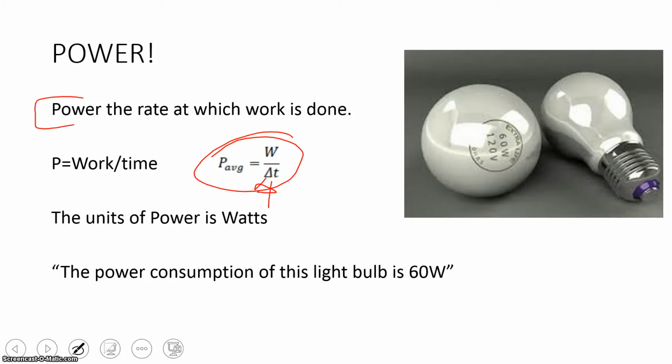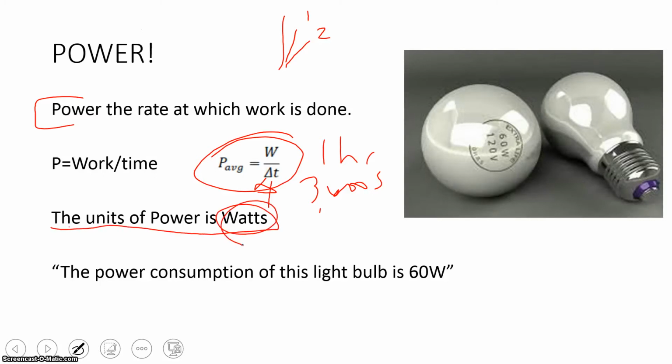So, if you start off at 1 o'clock and you finish something at 2 o'clock, then the time that passes is 1 hour or 3,600 seconds. So that delta T is just the amount of time that goes by. The unit for power is watts. You've heard of watts before, specifically maybe on a light bulb.